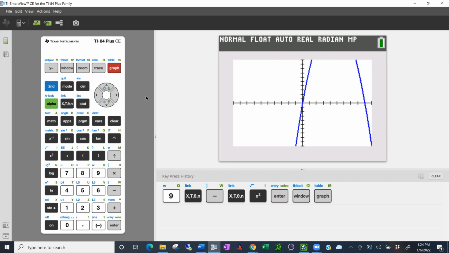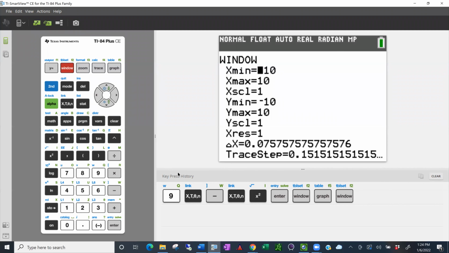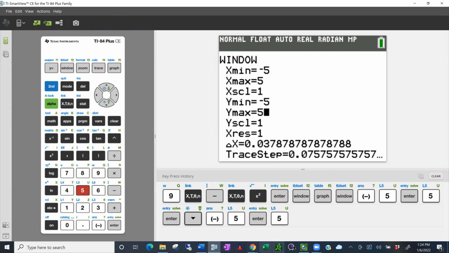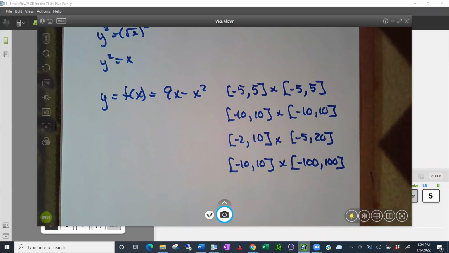Feels like I'm missing something here, right? So let's take a look at some of the other viewing windows. The first one was -5 to 5 on the x-axis, and then the second part of that is also -5 to 5. And I should point out something here, just to be clear.